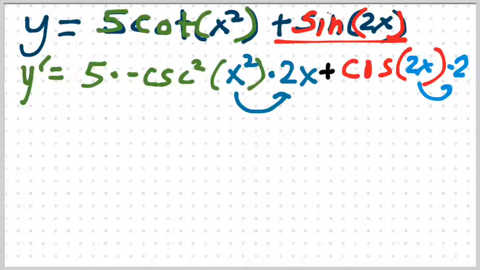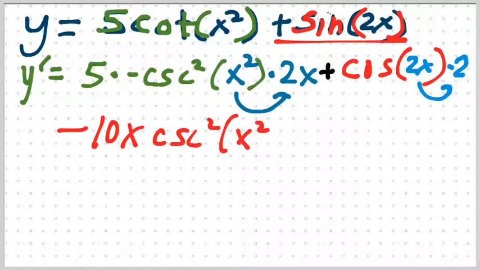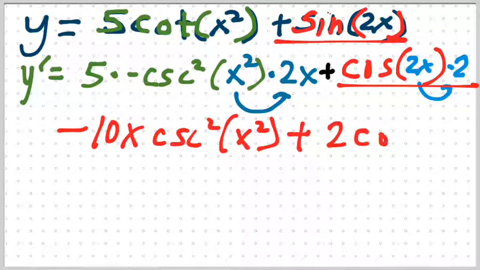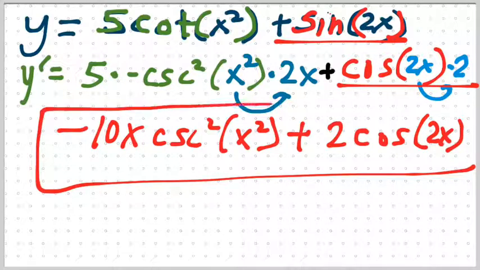Simplifying here where I can, I have 5 times a negative 1, which is negative 5, times 2x, which is negative 10x, cosecant squared x squared. That's this first business here. And then not much to simplify there. We typically put the constant out front as a coefficient. And here would be our answer.